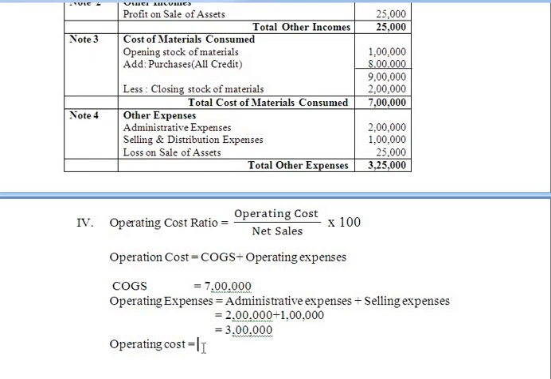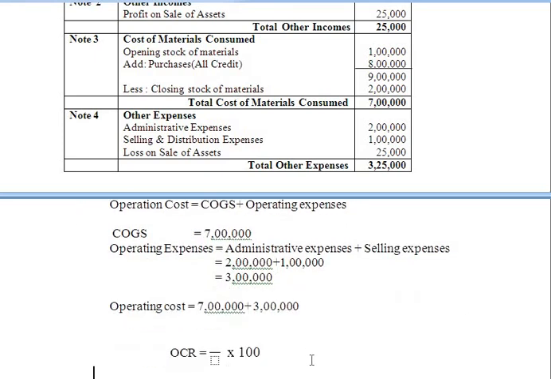So now find out operating cost. Operating cost is equal to 7 lakh plus 3 lakh. 7 lakh is what? Cost of material consumed, that is COGS, plus operating expenses 3 lakh. So 7 lakh plus 3 lakh is equal to 10 lakh. So operating cost is how much? 10 lakh.